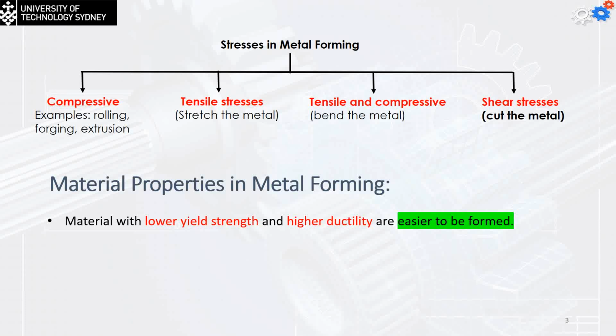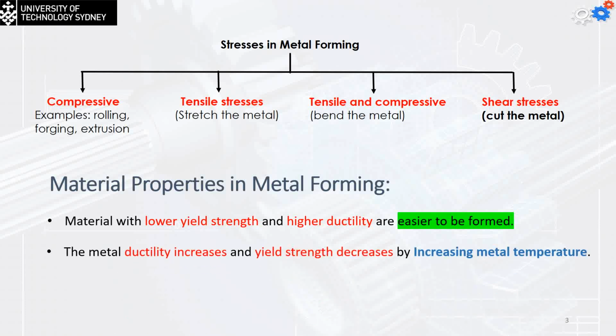So usually the material to be formed must have a lower yield strength. We don't have to add a lot of force to do the work. Also, it must have higher ductility. Higher ductility means it has the ability to be bent without fracture. That's, for example, the difference between wood or ceramic and steel. Steel is a ductile material, but the problem is it has a higher yield strength.